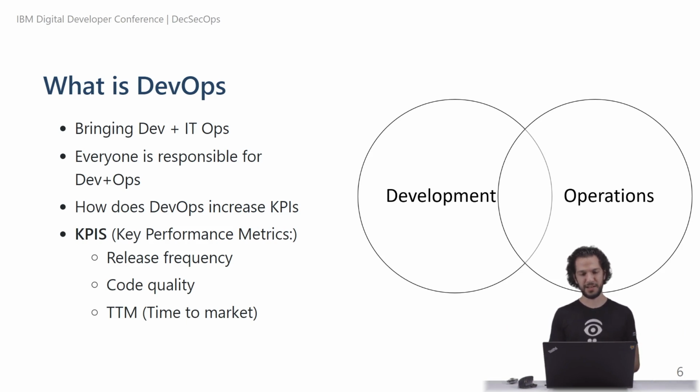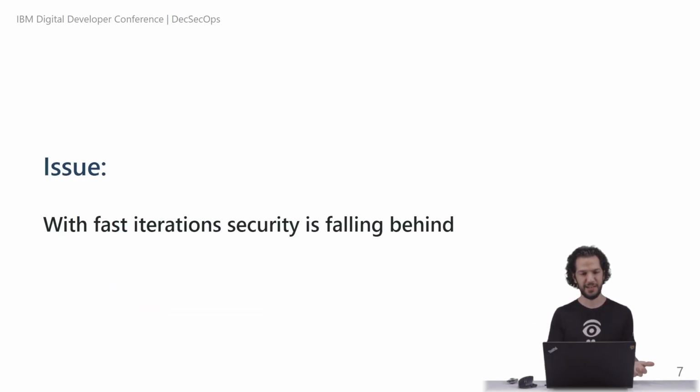Improved code quality, and also time to market. From the time business says, I want something, we want to get it out. Nobody has time to wait. The competitor companies are making it, so we need this fast. So really, these three KPIs forced everyone to start moving towards Agile and to start bringing everything together, and things work fine. However, there is an issue, and the issue is that the security falls behind.